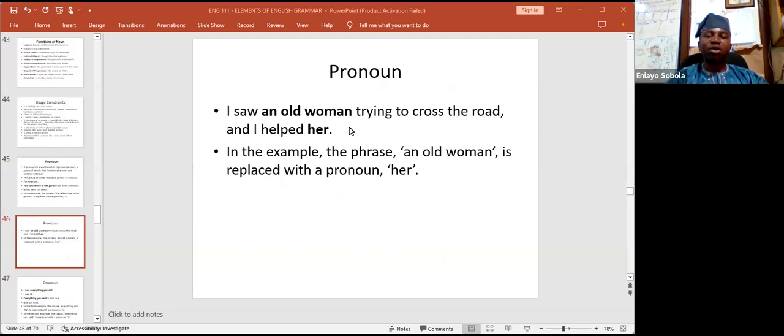I saw an old woman trying to cross the road, and I helped her. It's another example. I saw an old woman trying to cross the road, and I helped her. The her here is used to represent a noun phrase, an old woman. So a pronoun can represent a noun phrase, which is a group of words.